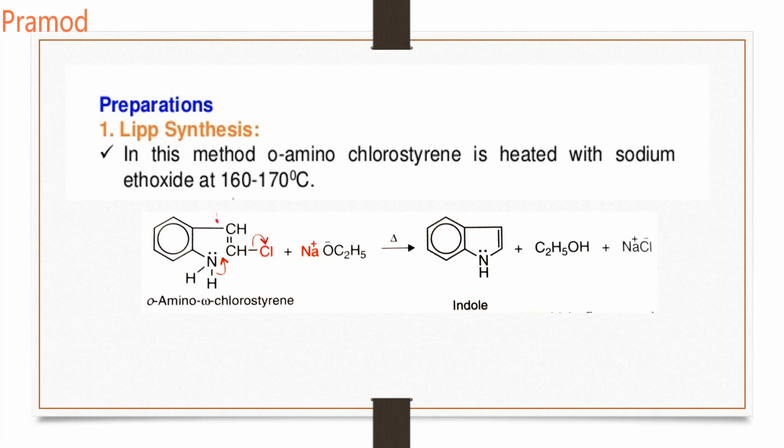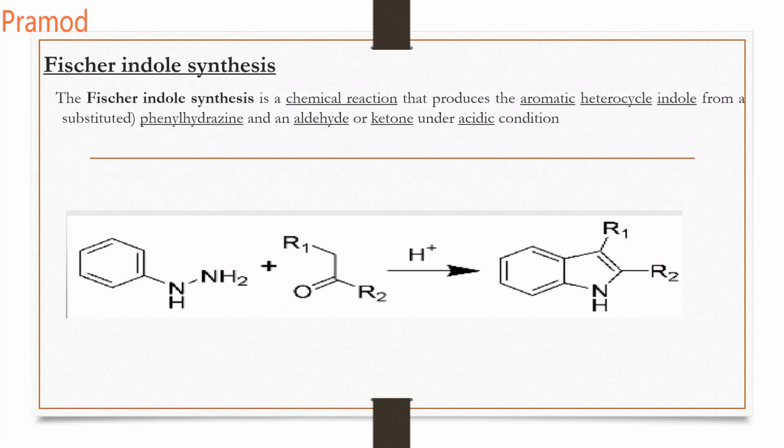When you heat it with sodium ethoxide, which is a base, it undergoes cyclization to give you an indole. So that's the first method. You take ortho amino chlorostyrene and treat it with sodium ethoxide. At high temperature, it undergoes cyclization: the proton from the nitrogen is lost and the nitrogen attacks the chlorine-containing carbon. A substitution reaction takes place, and you get an indole.